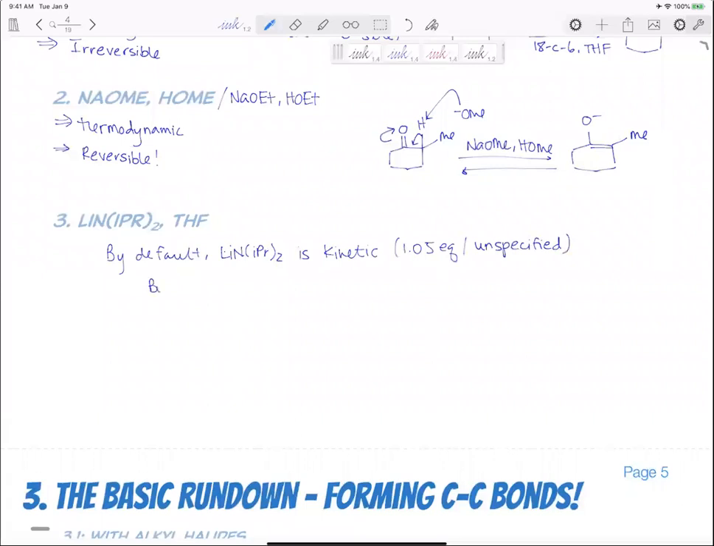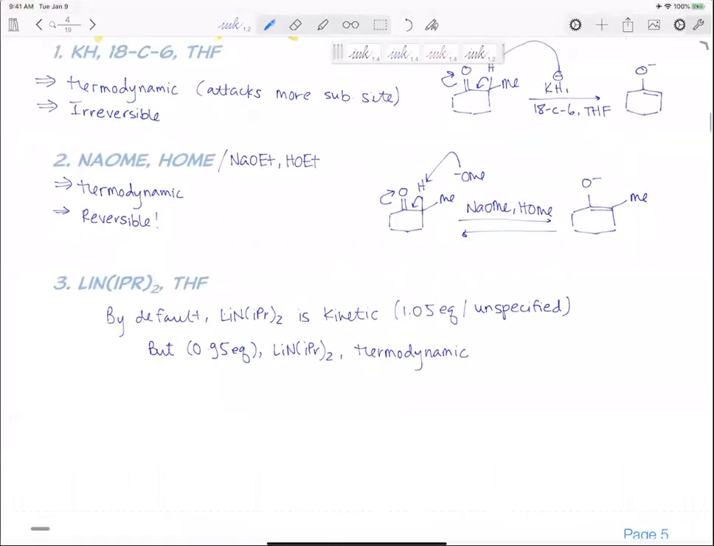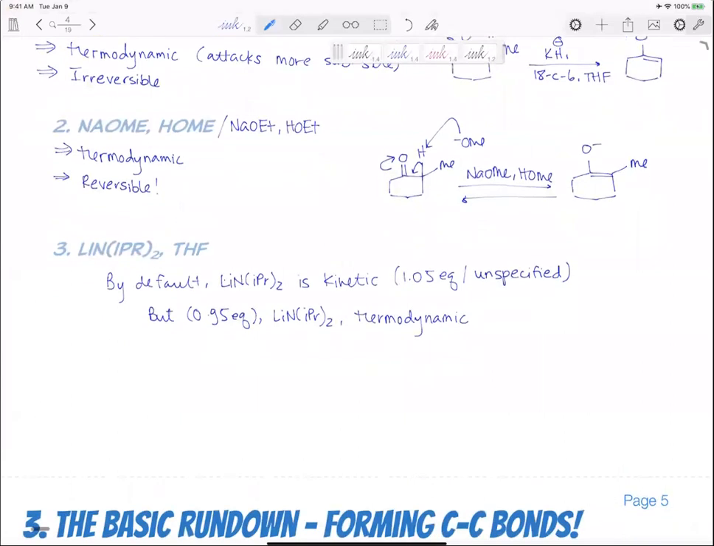But at 0.95 equivalents, this base now becomes thermodynamic. Okay, and this is how you have to specify in your reagents if you are asked to predict them. You are able to use all these three bases if you need to have a thermodynamic addition. But make sure if you choose to use the LDA route, oh, by the way, this is called LDA for sure, you have to specify your equivalents.